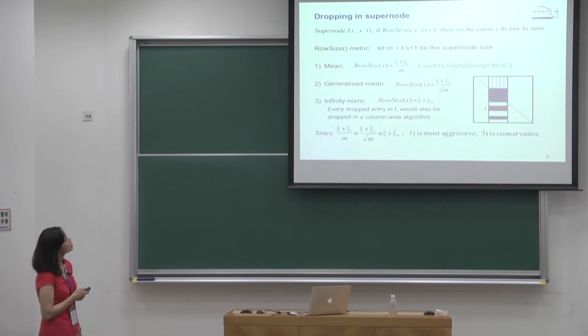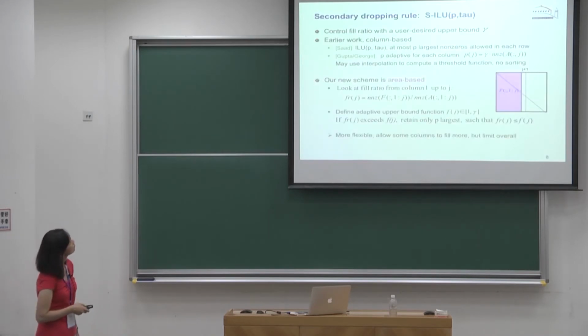Okay, so this is very strong. And look at the 3 norms because of this relation. That's the smallest quantity. This is the middle one. That's the largest one. So since this one is the smallest quantity, using this metric, you can potentially drop more rows. So the first criteria is most aggressive. The third one is more conservative. So we tried all of those.